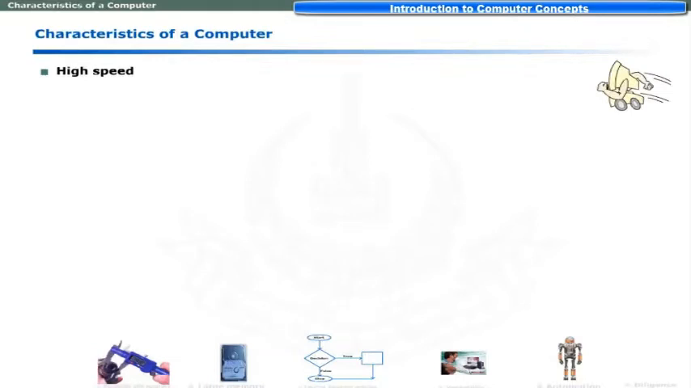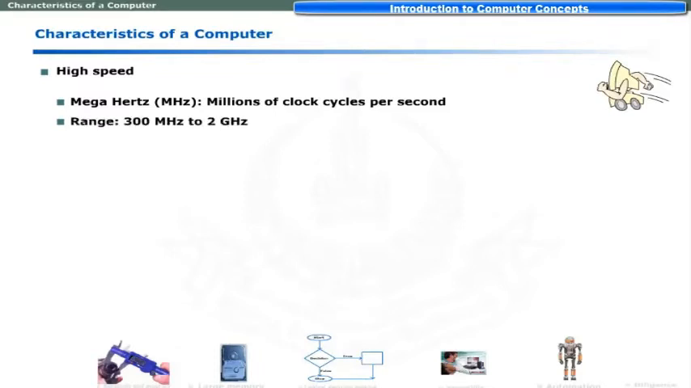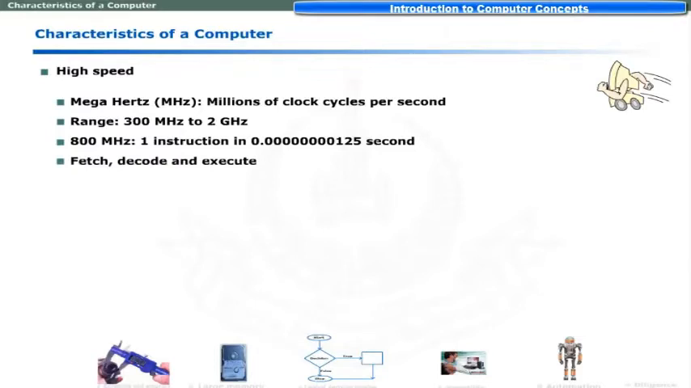The speed of personal computer is measured in terms of megahertz. That is millions of clock cycles generated by microprocessor clock in 1 second. Most modern microcomputers are rated from 300 megahertz to 2 gigahertz. A typical 800 megahertz computer takes a very small fraction of a second to complete one cycle. Normally, several clock cycles are required to fetch a single instruction from memory, decode it, and execute it.